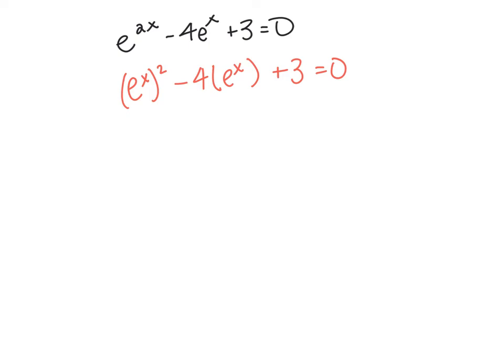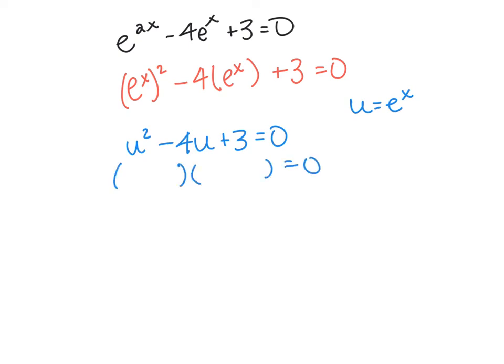Doesn't have to be a U, it's just what's generally used. So we're going to use a U to represent e to the x, just to get that piece out of here for a second and make it an easier problem. So we have u squared minus 4 times u plus 3 equals 0. Now this just looks like a simple quadratic that you guys are used to. So we can factor it really quick. We have u minus 3 and u minus 1.